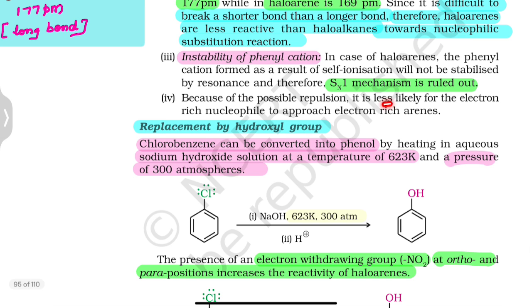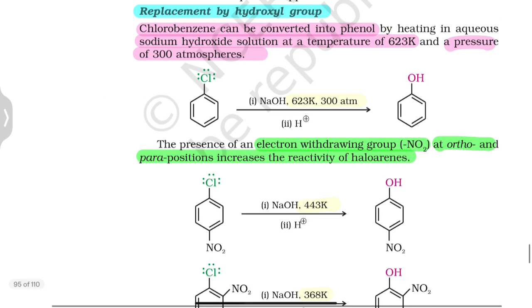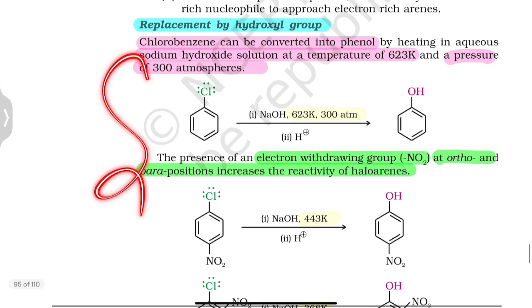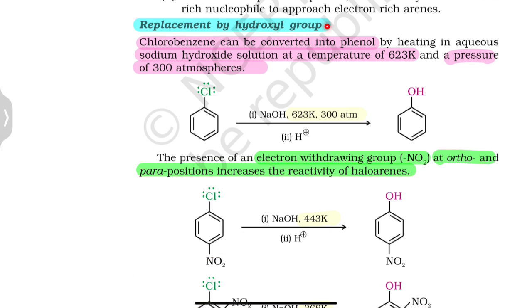So till now what we have seen is that it is difficult for haloarenes to show nucleophilic substitution reaction, but under drastic conditions they are going to show nucleophilic substitution reaction. So these are the examples we are going to study for that. That is replacement by hydroxyl group.